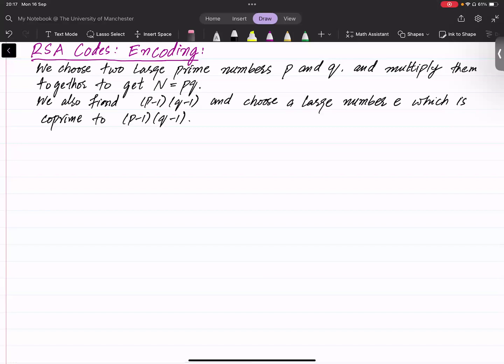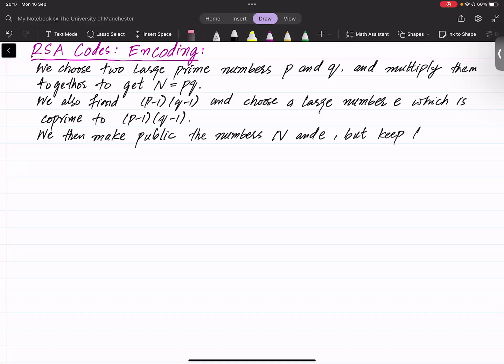We then make public the numbers N and E. We tell people the numbers N and E, but keep the values of P and Q secret.